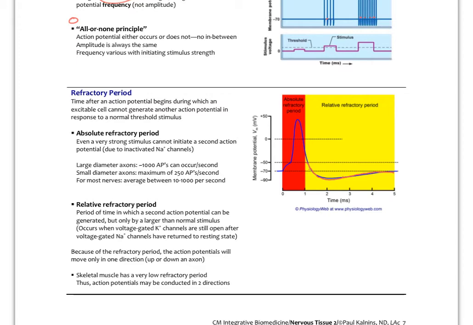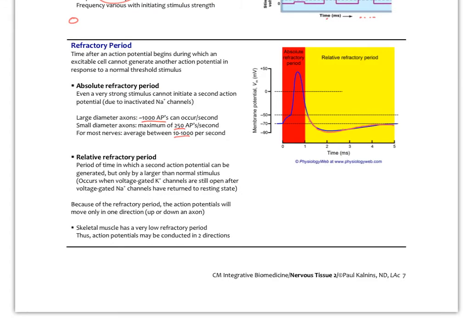to fire faster. So if you look at large diameter axons, they have about 1,000 action potentials per second that can occur. In smaller axons in the body, usually there's about 250 action potentials per second, and most neurons average somewhere in between. The relative refractory period, again, is going to be different depending on the different neurons.